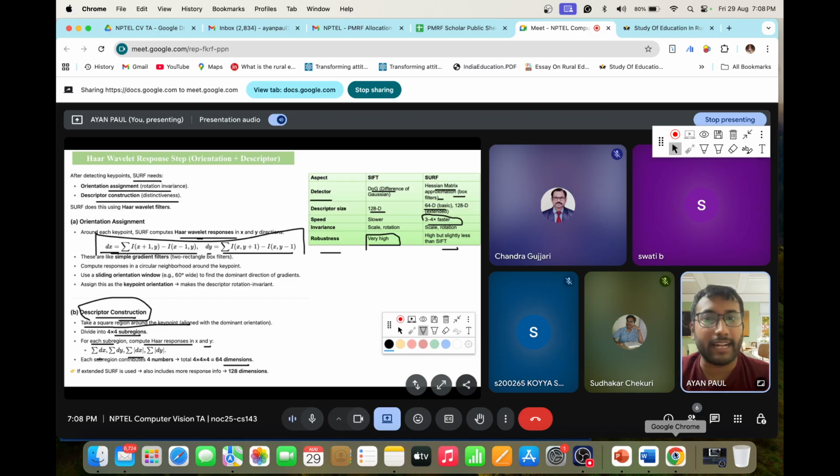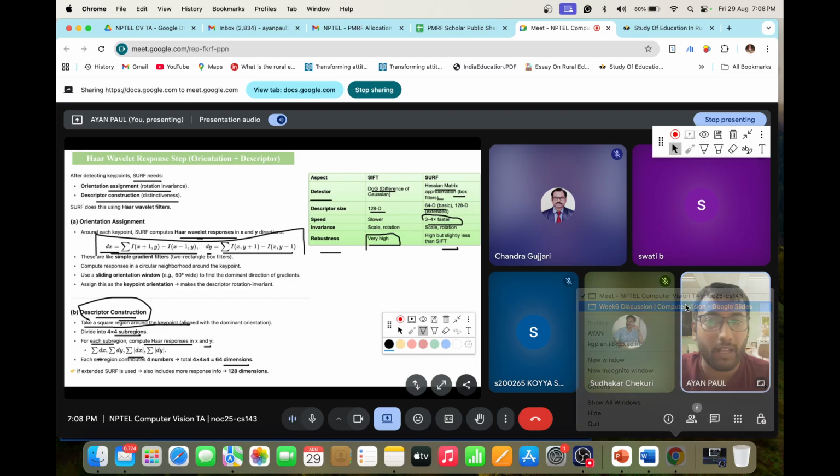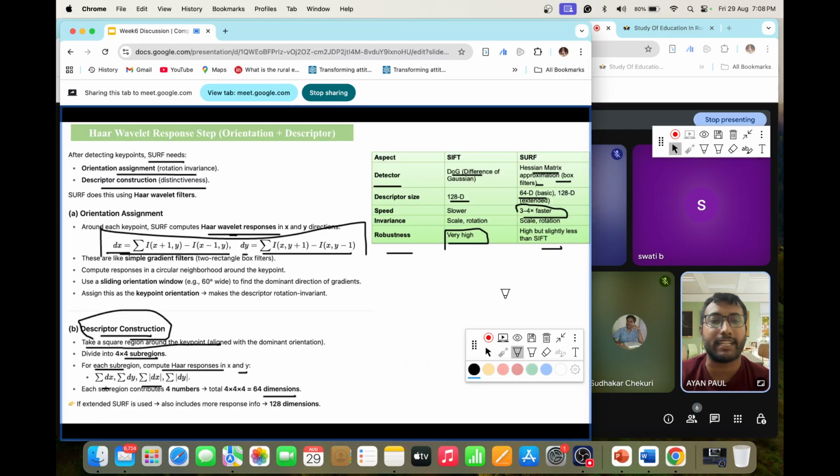So that is the tree descriptor, but these three are keypoint descriptors. So these are the three differences between the keypoint descriptors: one is Harris-Laplacian, second is your SIFT, and third is your SURF. So these are the differences between Harris-Laplacian, SIFT, and SURF that you have to remember to solve your question.